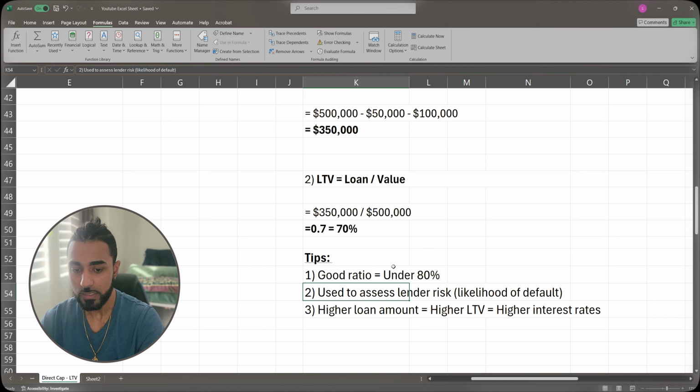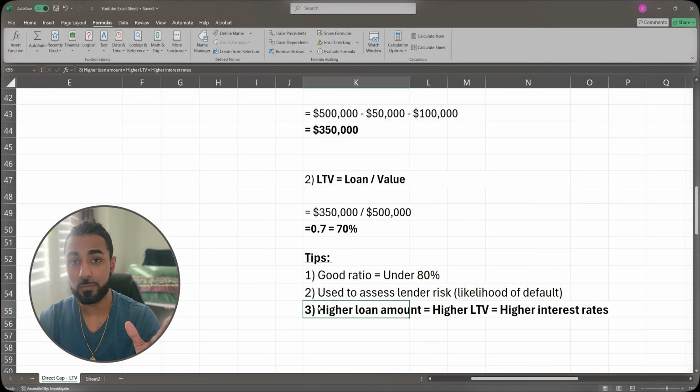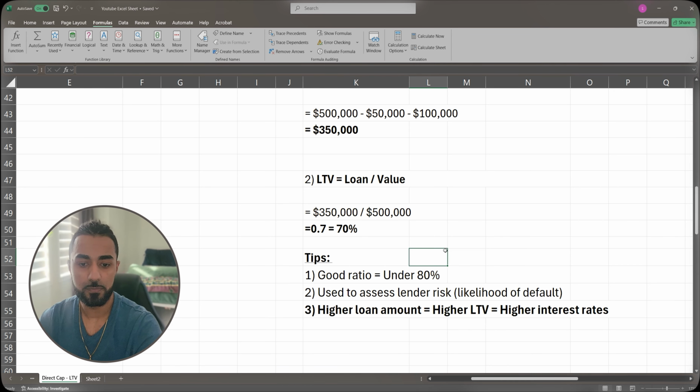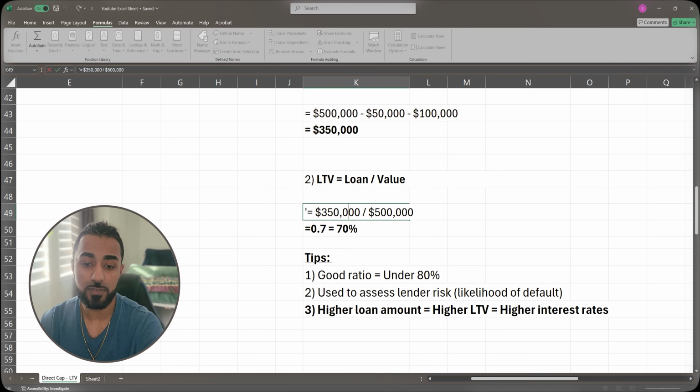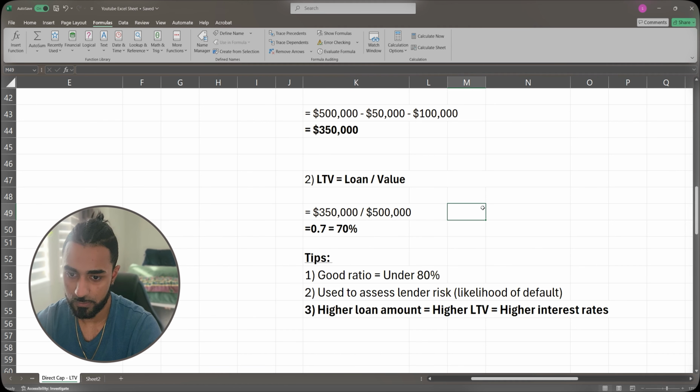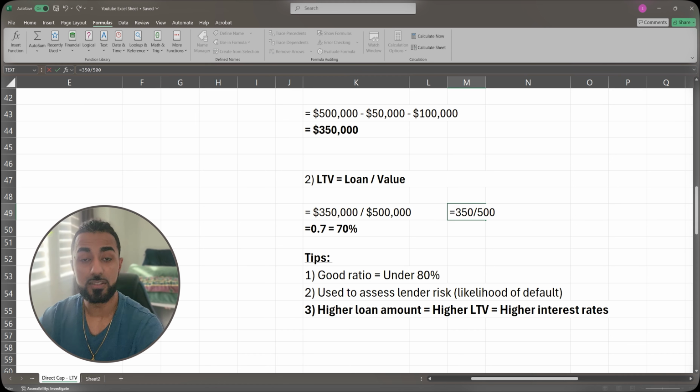Okay. And this is the main point that you want to remember, this last one here. This comes up on the exam all the time in multiple choice questions. Essentially, the higher loan amount you take, the higher your LTV, and the higher interest rates you're going to get. So for example, if I take this example, we did 350 divided by 500, and that gave us 0.7, right?